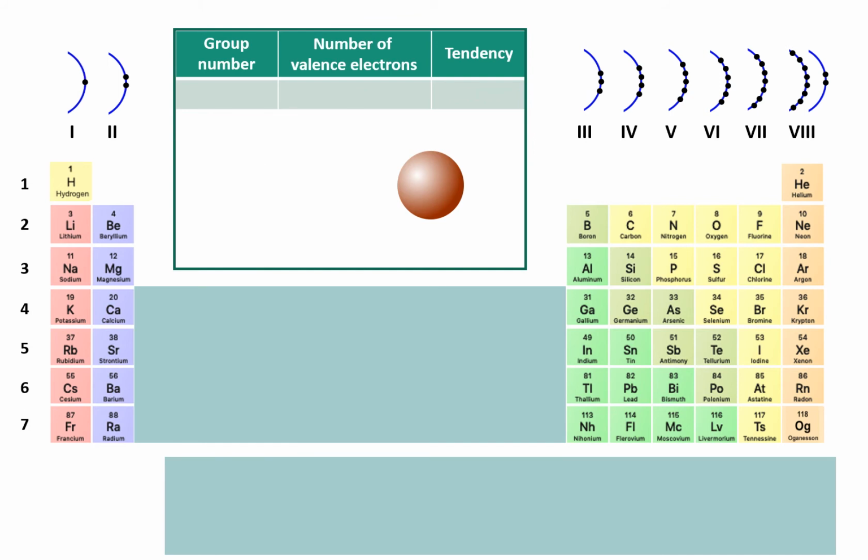An atom in group 2 has 2 valence electrons. By the same logic, it can gain stability by losing 2 or by gaining 6. The tendency is to lose 2 because losing 2 requires less energy.